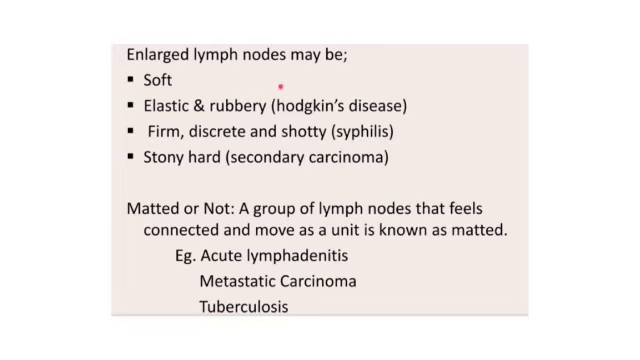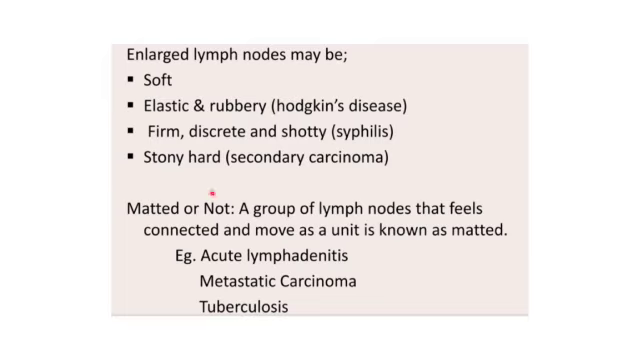Then enlarged lymph nodes may have characters like soft, either elastic or rubbery, which is commonly seen in Hodgkin's disease. They can be firm, discrete and shotty, which you will see in syphilis. Then stony hard, which you will see in secondary carcinoma. So based on the consistency, you can get an idea of those diseases.